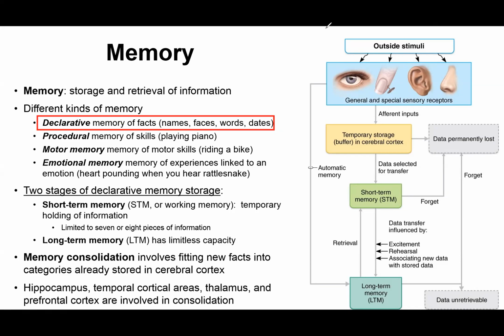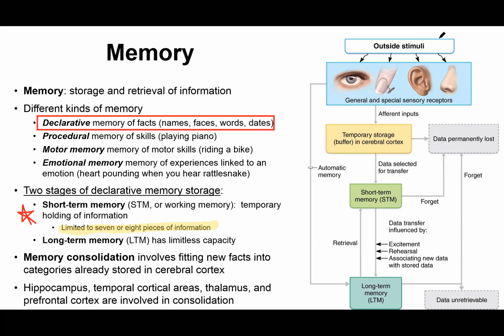And so we have the short-term memory stage, and this is also called the working memory. And short-term memory is really limited in its capacity. So on average, we can only remember 7 or 8 pieces of information in our short-term memory. Once you exceed that, some of the stuff gets booted.